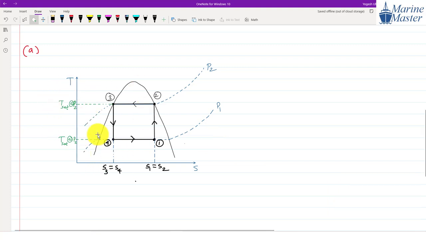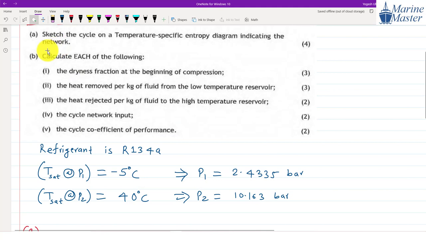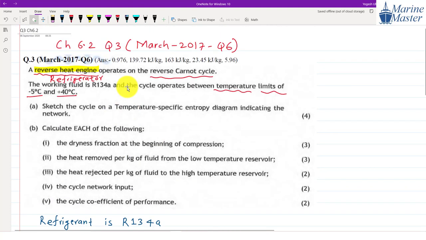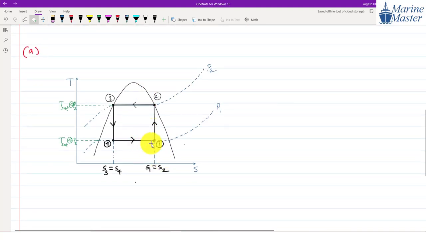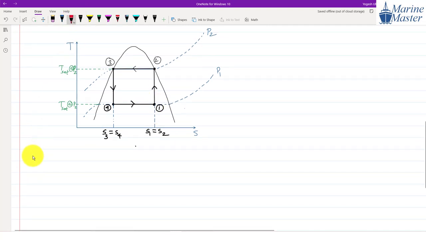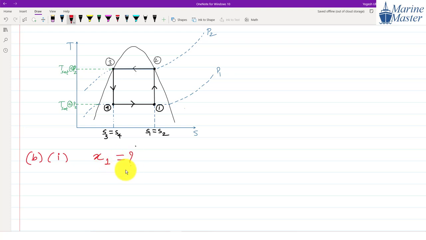Now after drawing this TS diagram, we are going to deal with the B part, first part. What are they asking us to calculate in B's first part? The dryness fraction at the beginning of compression. Beginning of compression means our point number 1. So we have to find the dryness fraction at point 1, which we denote by X. So our target is X1.